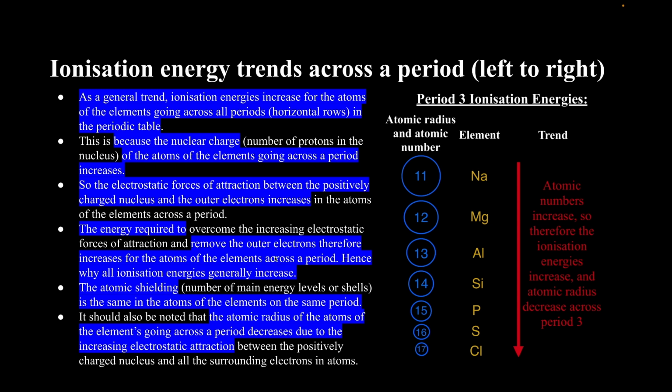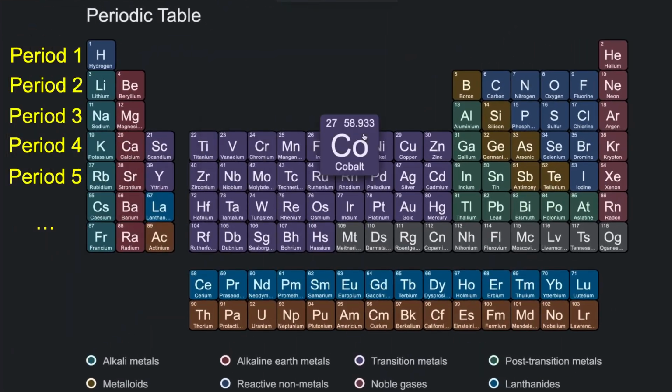The atomic shielding, which is the number of main energy levels or shells in an atom, and again, if you didn't remember from the previous slide, these shells are what hold the negatively charged electrons which orbit the nucleus. The atomic shielding is the same in the atoms of the elements on the same period. So let's take the example of period 4. Calcium will have the same number of main energy levels as germanium, and bromine will have the same number of main energy levels as potassium because they're on the same period, and the same applies to period 3.